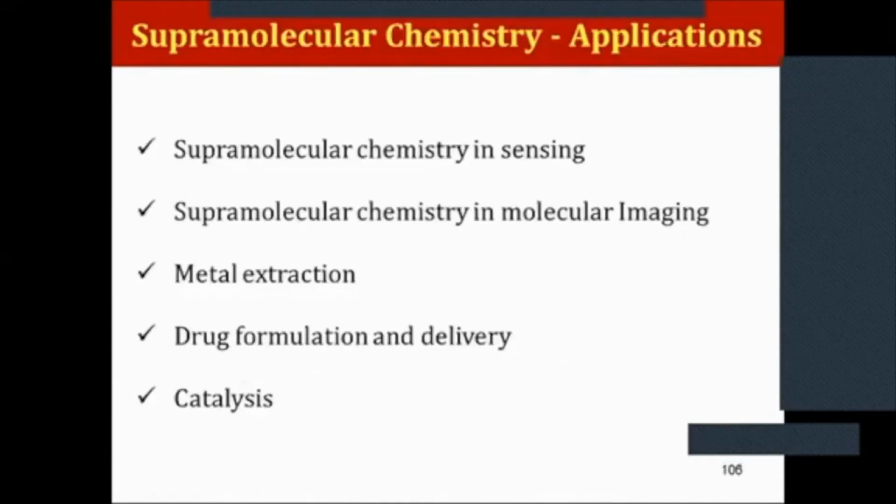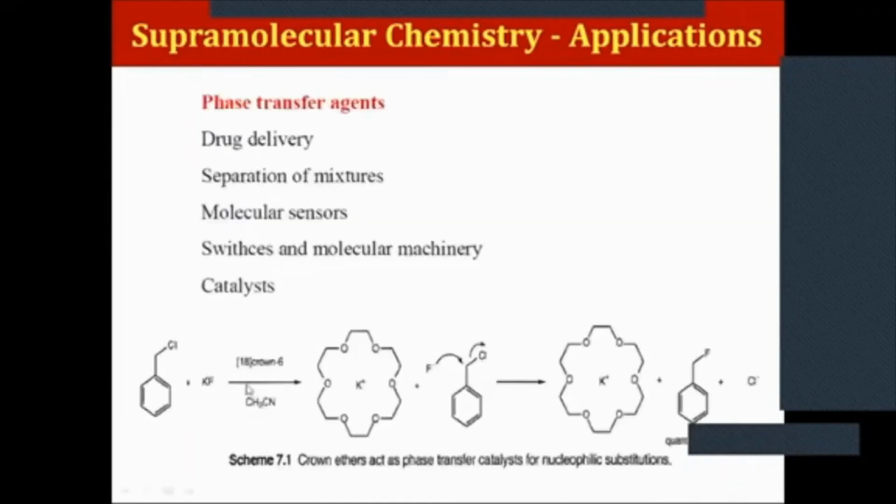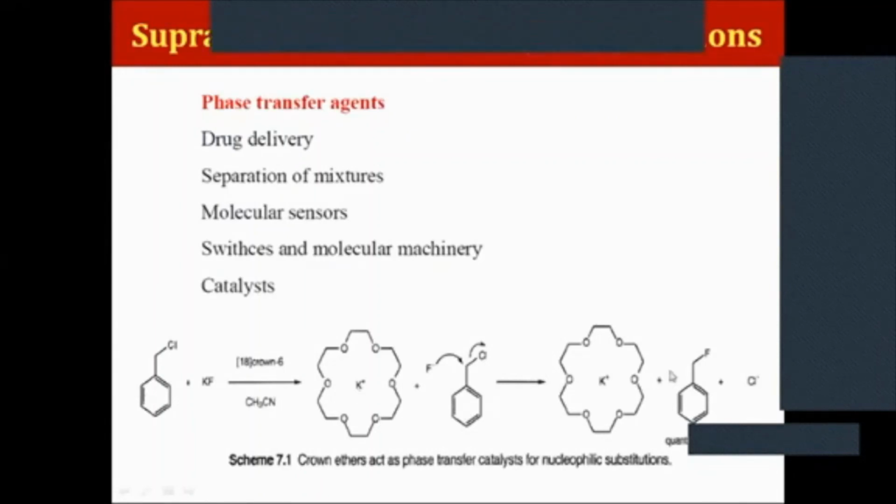So let us come to the supramolecular chemistry applications. As I told you, it is used in chemistry of sensing, molecular imaging, metal extraction, drug formulation and delivery, and catalysis. You can see here, we saw this before. It can be helpful as a phase transfer catalyst, wherein you can have potassium captured here and chlorine is free, so you can have nucleophilic substitution reactions.